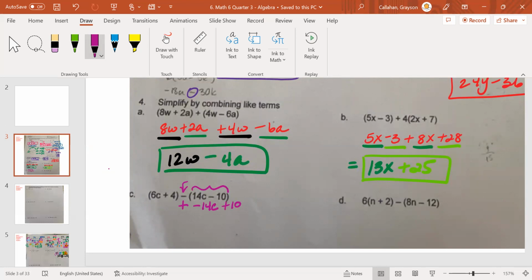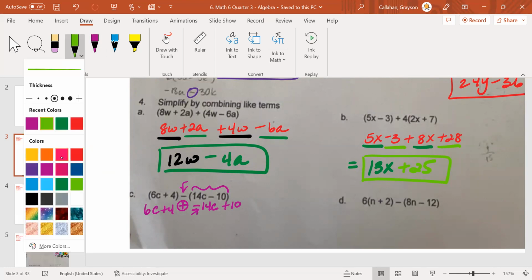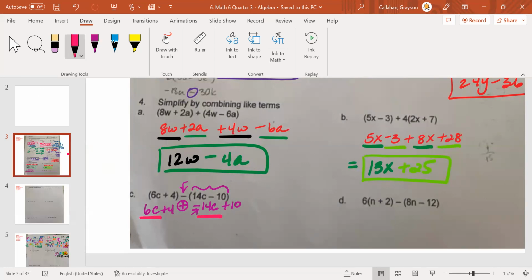Do you see that? Okay, so then you just bring this part out. 6C plus 4 plus negative 14C. You can ignore this plus because the negative sign in front of the 14 is what matters, okay? And then from there, you just combine your like terms. 6C combined with negative 14C gives you a negative 8C. And then 4 plus the 10, which is the number, is positive 14. Does that make sense? Okay.